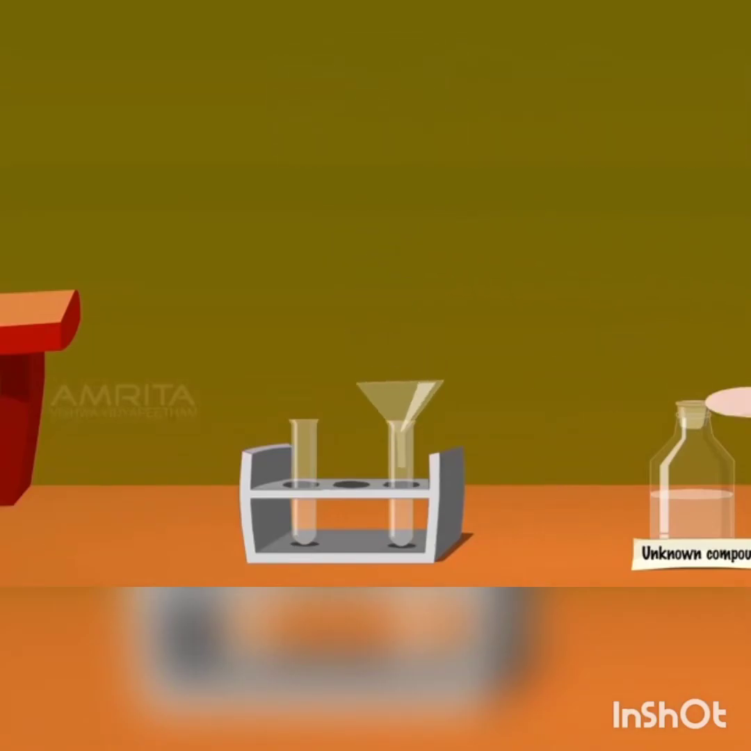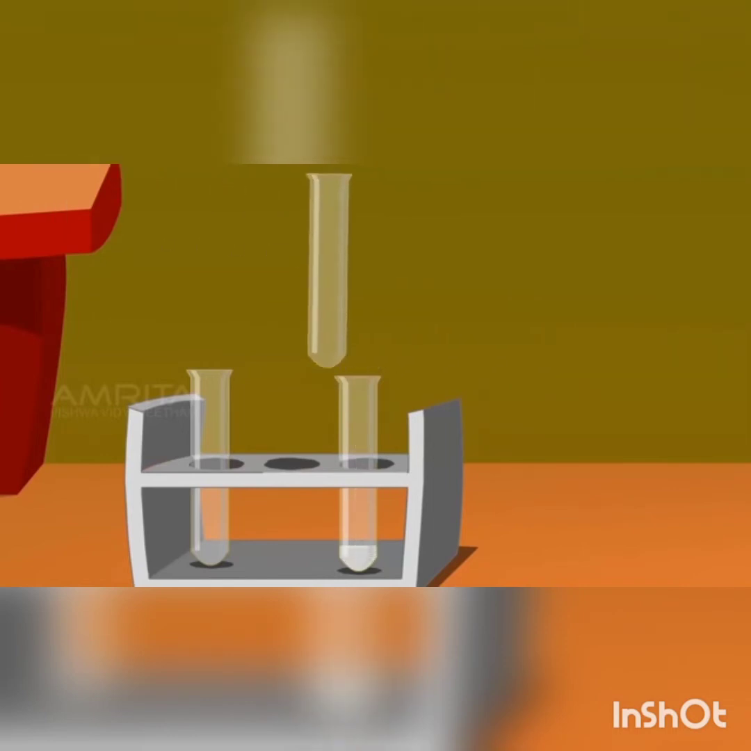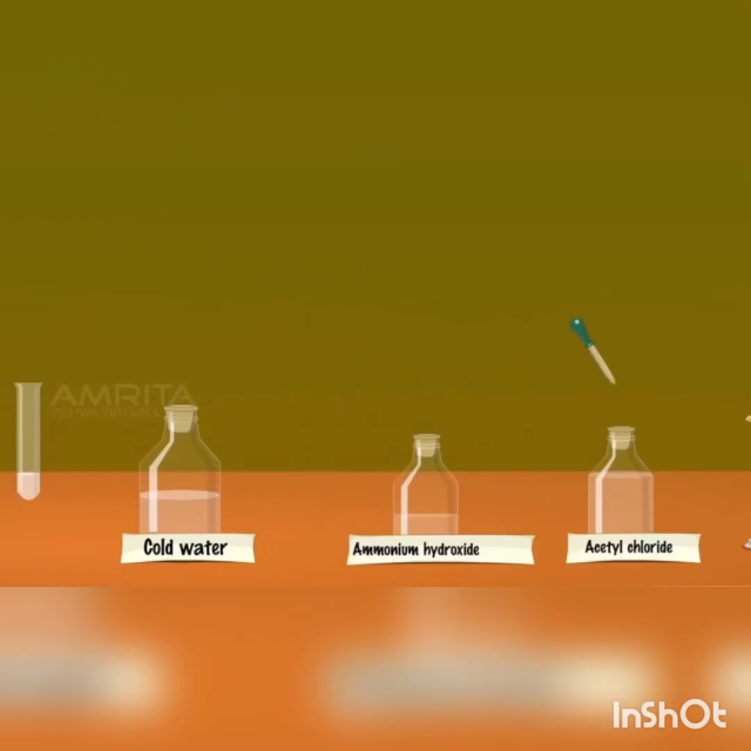Place a funnel over the test tube. Place a filter paper in the funnel. Filter the liquid in the test tube. Remove the funnel. Add 2 to 3 drops of acetyl chloride into it.